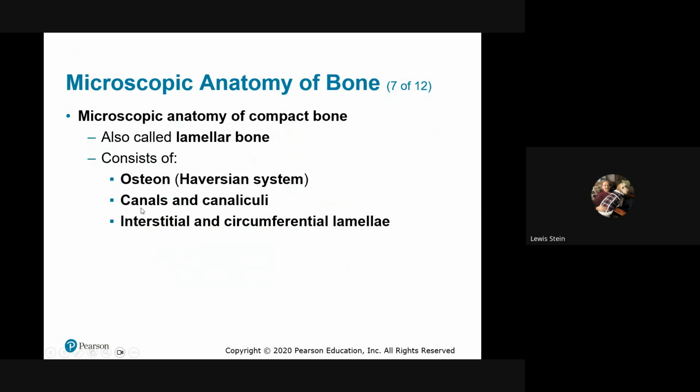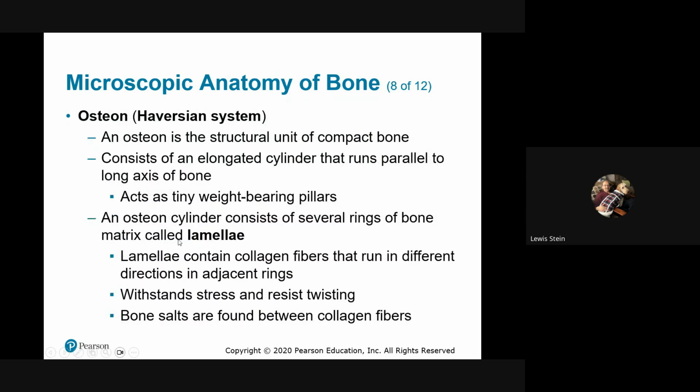They have canals and canaliculi, which is a canal and a little canal. And they have different kinds, layered bone, and that's where the term lamella, meaning a layer, comes from. I'll go into all of these types of things. So the osteon is this unit. Again, these are tiny pillars, an elongated cylinder. You want to take a bunch of pencils and stick them together like that? That'll work. Same deal. Make a mega pencil. Tiny weight-bearing pillars, good description.